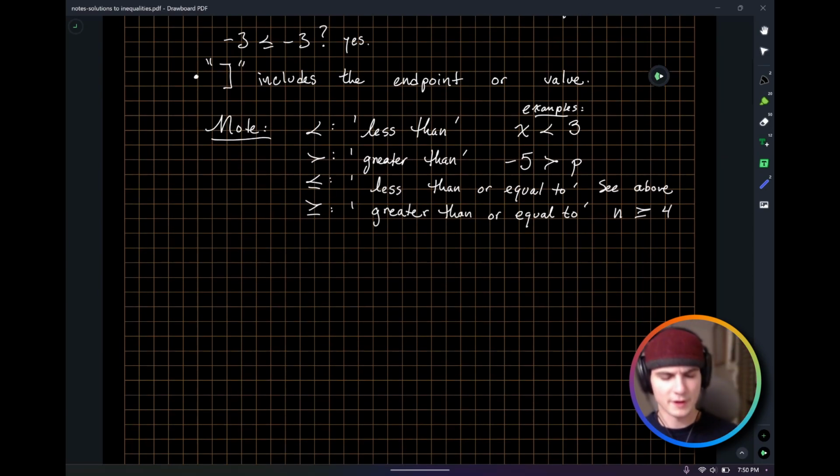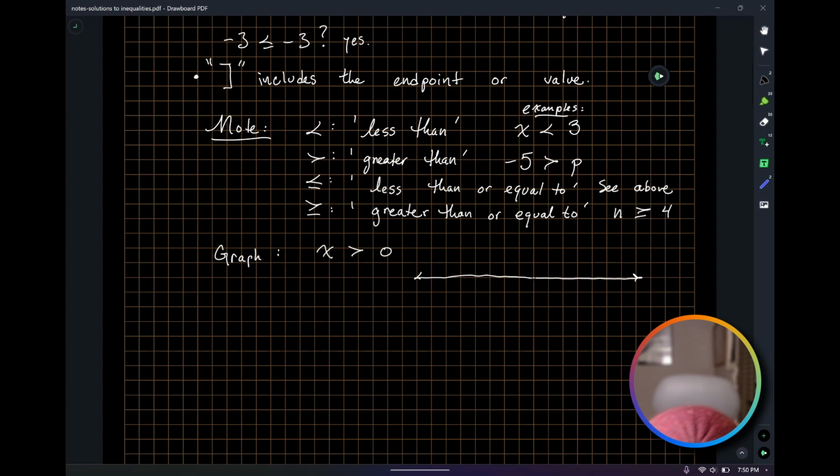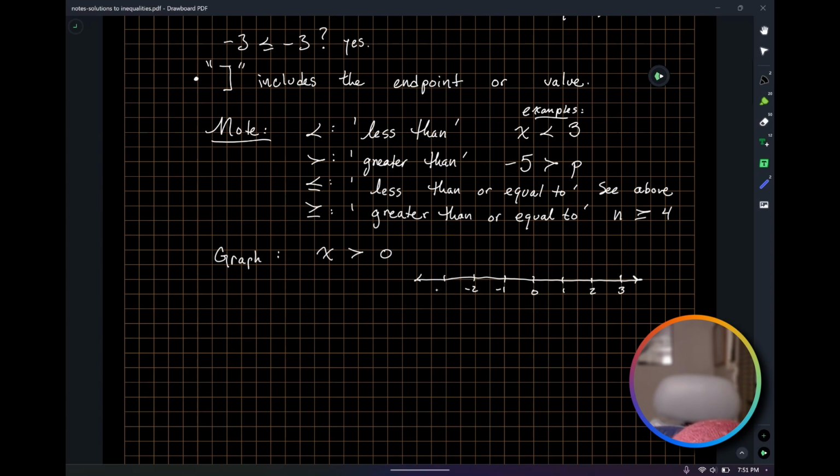But let's graph a couple more examples. Let's say we have the statement: graph the inequality x is greater than 0. Basically, x is every positive number. What would that look like on a number line? So let's create our number line. Blank canvas. In the middle, let's put 0. All the values to the right will be positive, 1, 2, 3, etc. To the left, -1, -2, and -3.